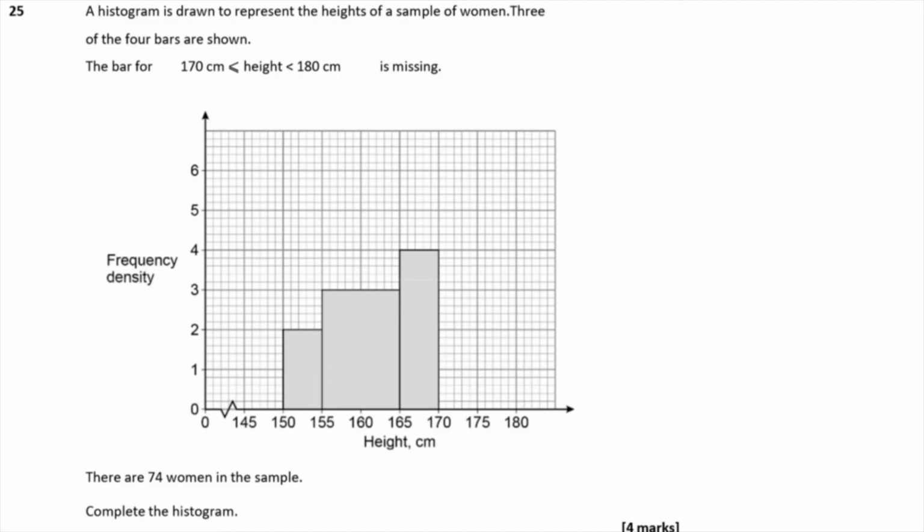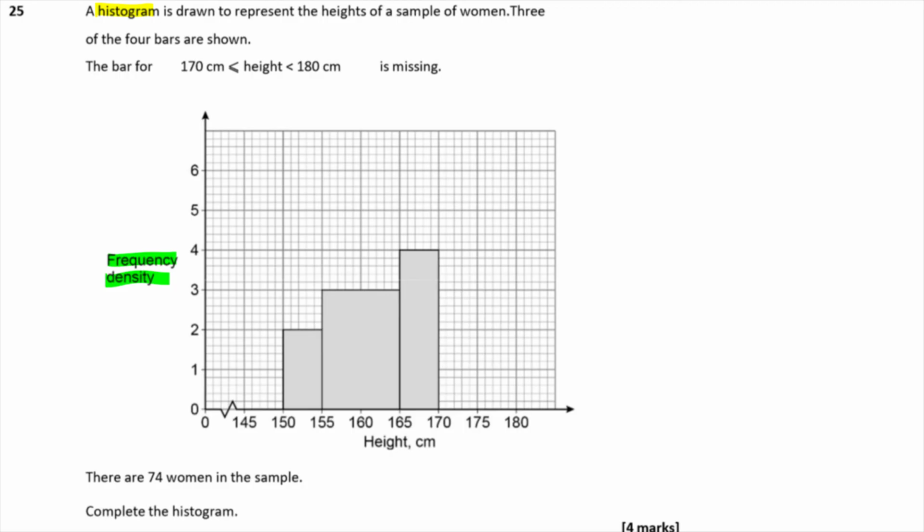Okay. So I think what we need to do is work out how many are in the other 3 bars and see what's left over for our final 170 to 180 bar. Now with a histogram, which is what this is, we have a frequency density on the y-axis and not frequency. So the heights of these are not the number of people, it's the area of each bar that is going to give you the number of women of that height. Now you can get frequency back by multiplying the 2 sides of your rectangle together. So it's the area of the bar, isn't it?